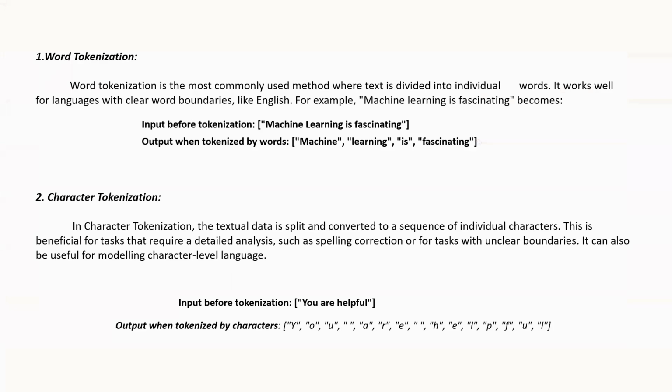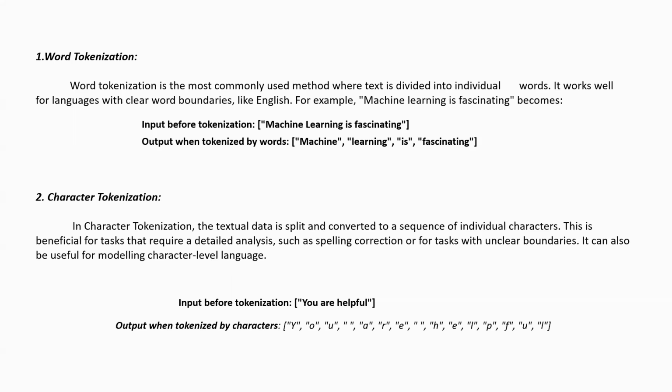For the first one, word tokenization. Word tokenization is the concept of splitting text into individual words. It is the first step we use in tokenization and the most commonly used method. It works well for languages with clear word boundaries, like English. For example, the input "machine learning is fascinating" becomes: machine, learning, is, fascinating. It divides the sentence into each individual word.